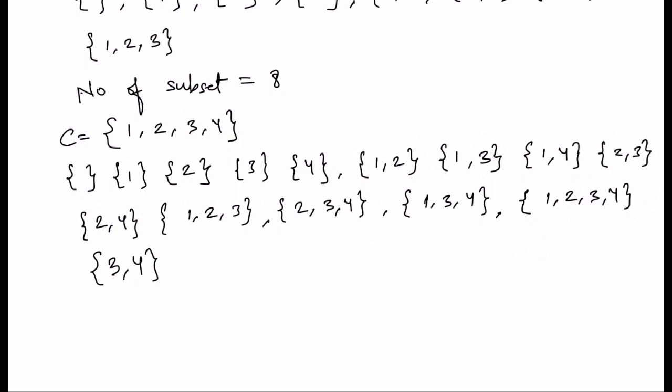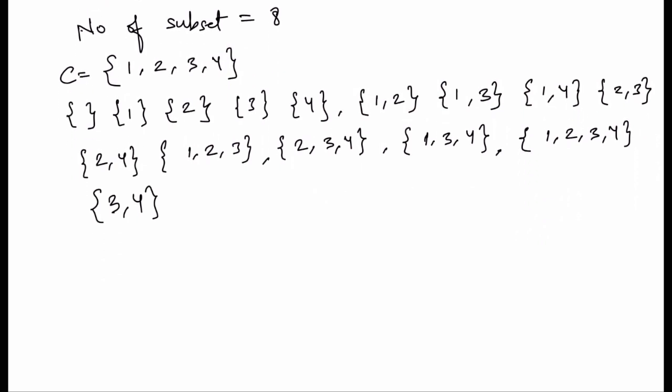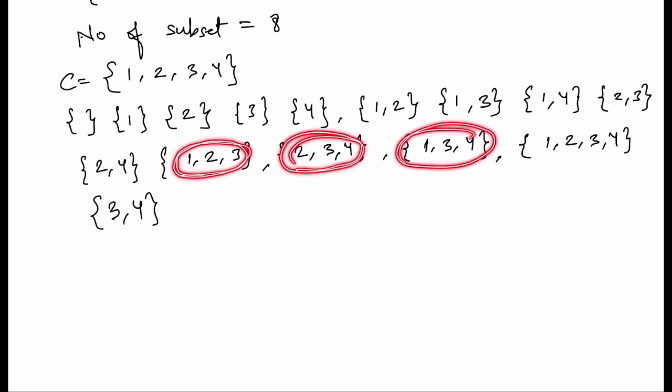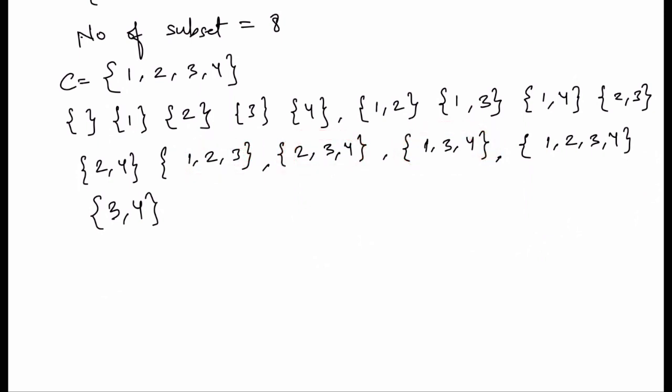Then one more is missing, I think. I will tell you how to check. Now, see, one more is missing. I have taken 1, 2, 3. I have taken 2, 3, 4. I have taken 1, 3, 4. So the missing one is 1, 2, 4. This one was missing.